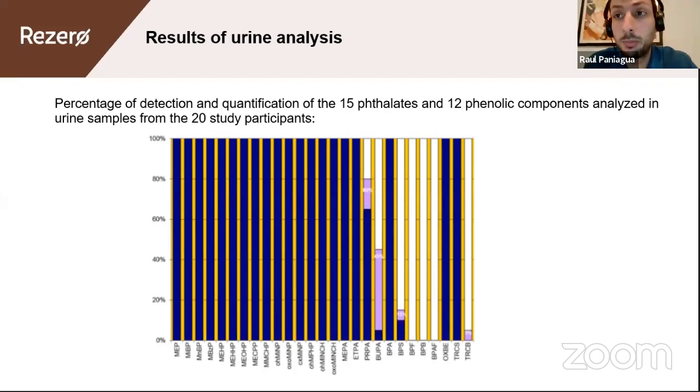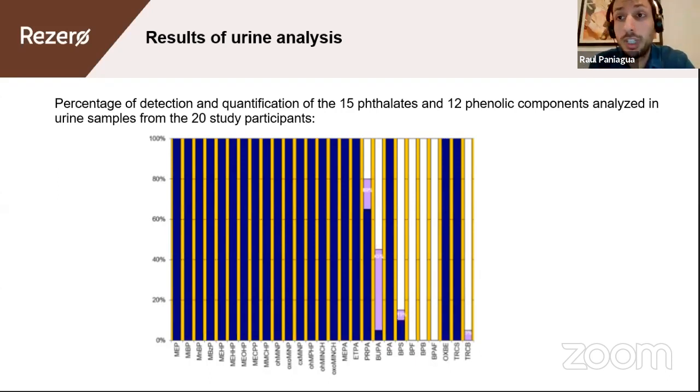The number of compounds detected per individual ranges between a minimum of 20 and a maximum of 27, of a total of 27 chemical components. Specifically, we detected all phthalates, and we detected 5 of the 12 phenolic components in each sample. There are only 3 phenolic components, BPF, BPB, and BPAF, that we have not detected in the urine of these samples.